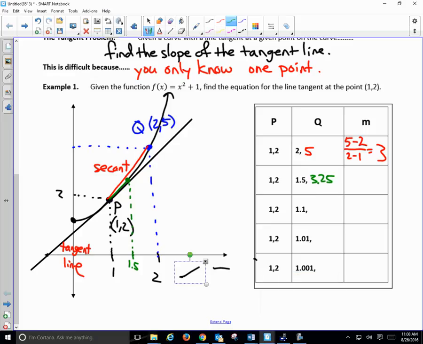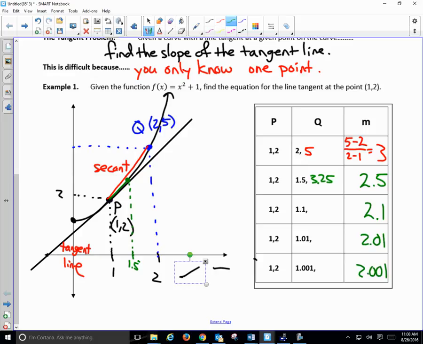I'm going to ask you guys to pause where you're at, but when you compute the slope here, did you get 2.5? And as you notice, we had a coordinate of 1.5. So we want to move it closer because we're still not satisfied with that estimation. So we moved to 1.1. Came up with a slope of 2.1, and then 2.01, and then 2.001.